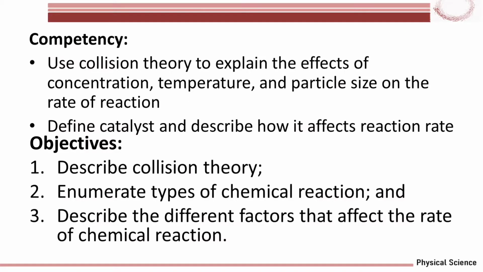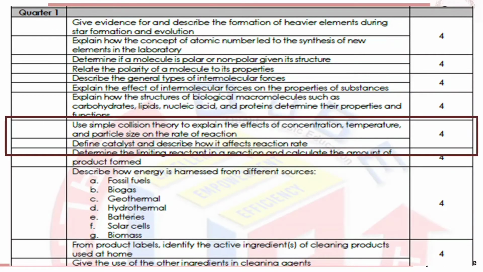Specific objectives natin ay ang mga sumusunod. Describe collision theory, enumerate the types of chemical reaction, and describe the different factors that affect the rate of chemical reaction. So tayo ay nandito na sa bahaging ito para sa quarter 1 ng ating physical science.